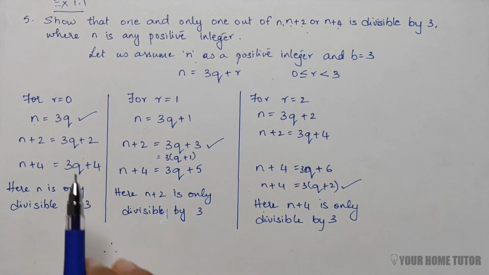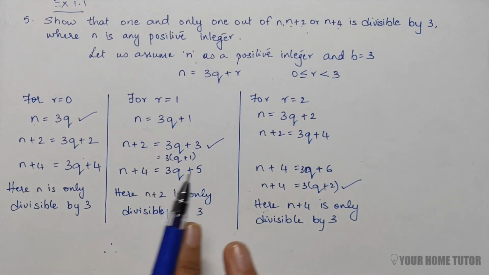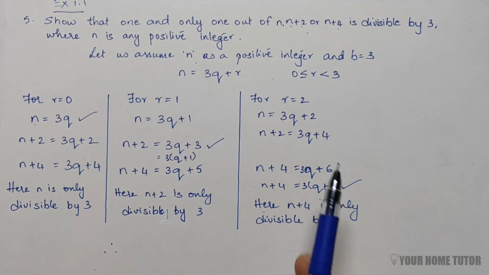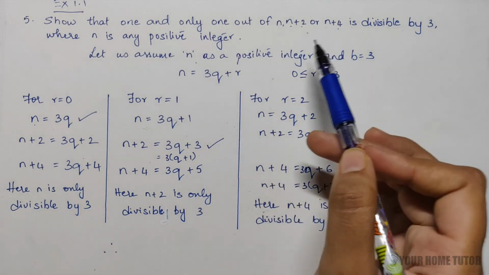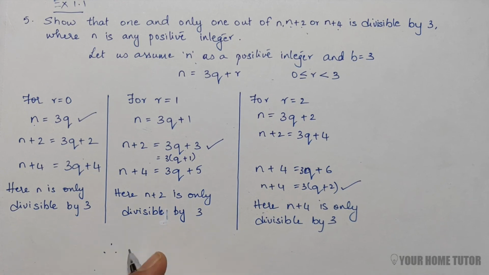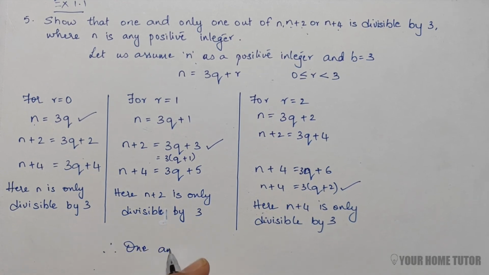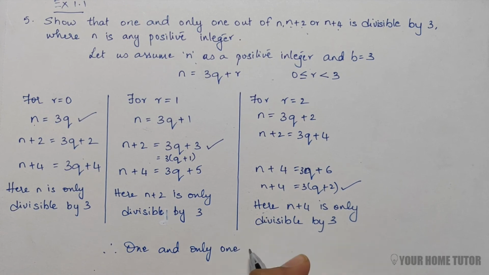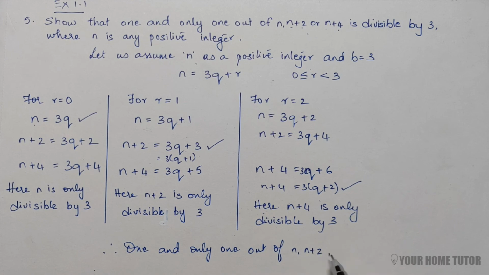Therefore, you can see in three of the conditions, either n or n+2 or n+4 is only divisible by 3, but not all the three terms at the same time. So we can clearly say that one and only one out of n, n+2 and n+4 is divisible by 3.